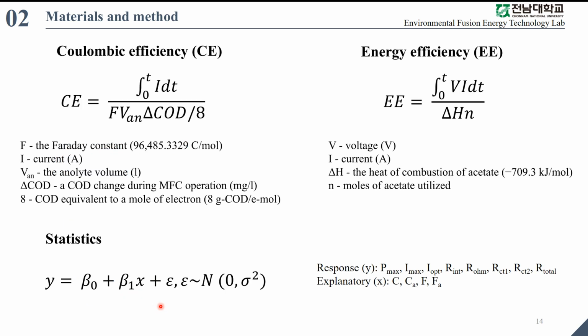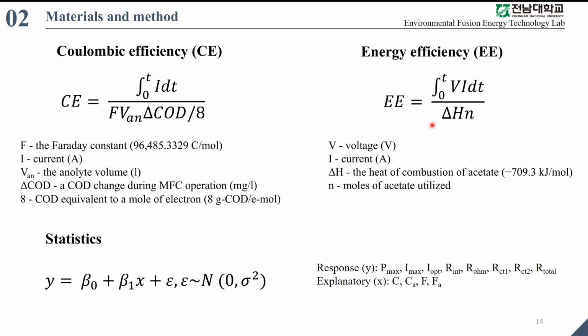For Coulombic efficiency and energy efficiency measurements, CODs of medium samples taken from the beginning and final batch were measured. When voltage reached 30 mV, MFC operation was stopped and a sample was taken for COD measurement. 2 ml of suspension was taken and filtered through a syringe filter to remove suspended solids, and its filtrate was tested by COD kit to measure its COD. CE was calculated as this.